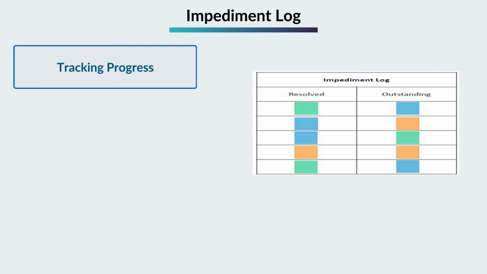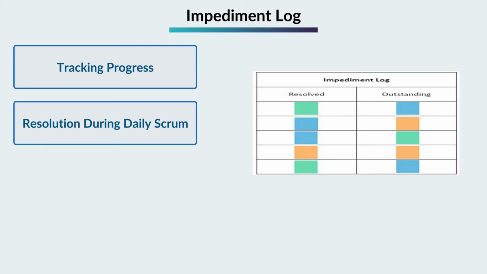Resolution during daily Scrum. The daily Scrum meeting serves as a platform for discussing impediments and potential solutions. Team members collaborate to find ways to remove obstacles quickly. The Scrum Master facilitates these discussions and ensures that impediments are not deferred to other meetings but are addressed promptly.